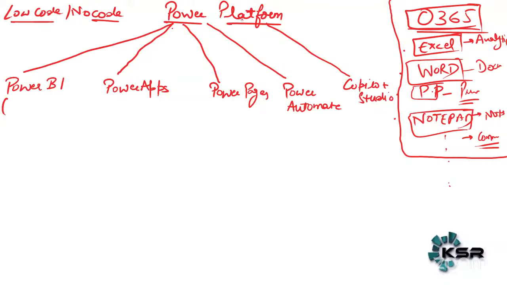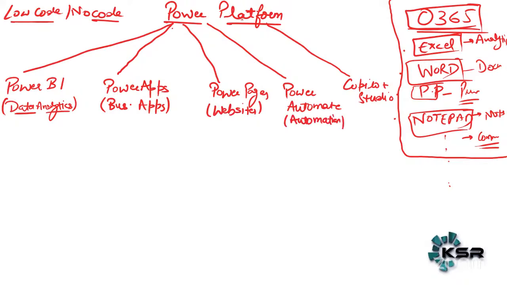Now I will go ahead and write one word for each product, which problem they are solving. Power BI is solving which problem, guys? Data visualization. With the help of visualization, you will be able to understand the analytics, right? Power Apps is responsible for creating business applications, correct? Power Pages is responsible for creating websites, Power Automate is responsible for creating automations, and Copilot is responsible for creating agents or chatbots, right?